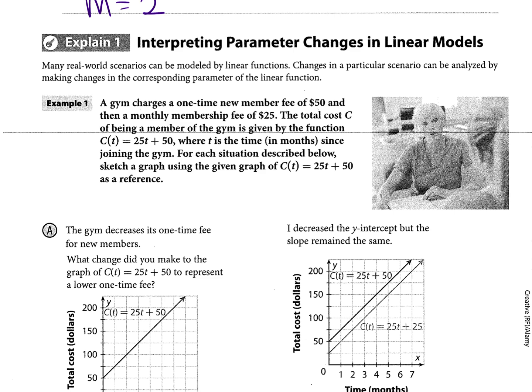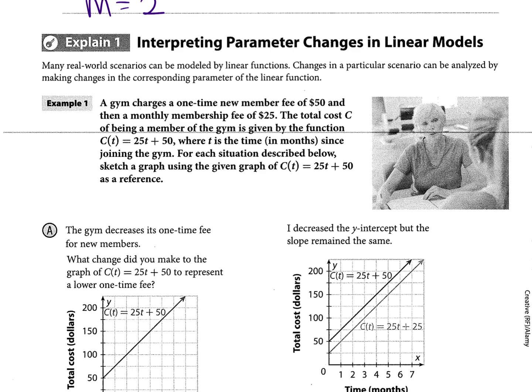It says a gym charges a one-time new member fee of $50. That's like an initial value of b. And then a monthly membership fee of $25. Since that's monthly and it happens repeatedly, that's going to be our slope. That's our constant rate. The total cost C of being a member of the gym is given by the function C of t equals 25t plus 50. t is the time in months since joining the gym.